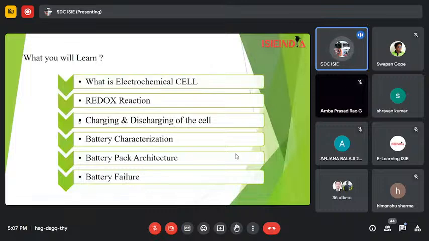So today we are going to see all these things. We are going to see how electricity is stored inside the battery pack. What is an electrochemical cell? What is the redox reaction? What all the internal things that go on inside the electric battery pack? Especially we are going to talk about lithium ions, the charging and discharging of cells, battery characterization, battery pack architecture, and what the battery failure reasons are and how we can avoid them.